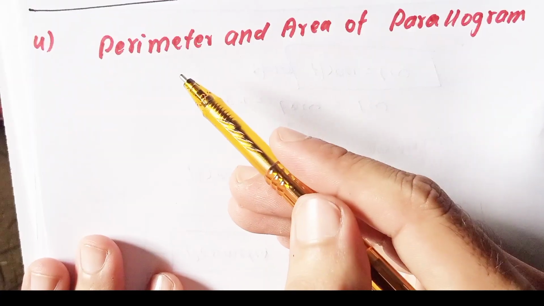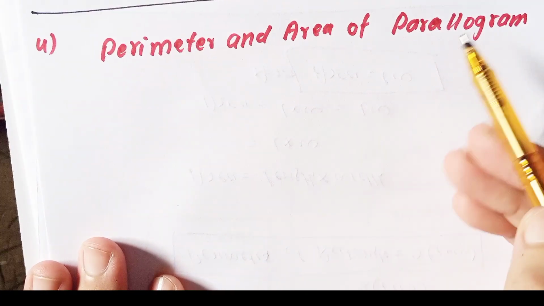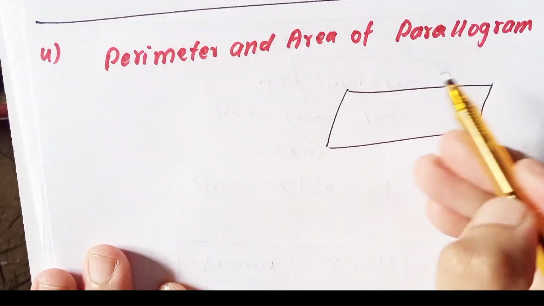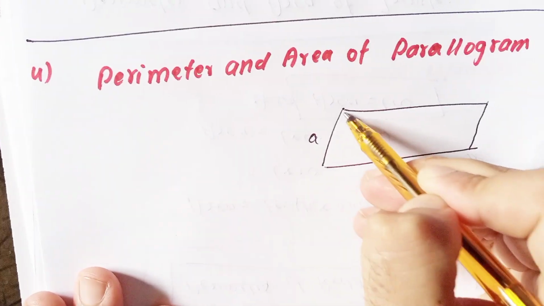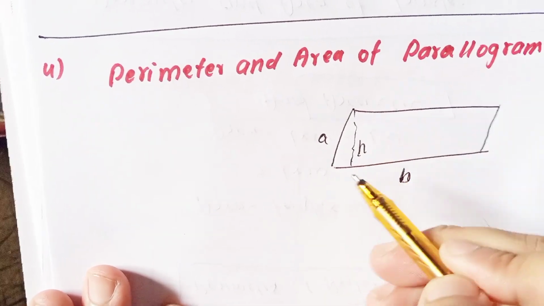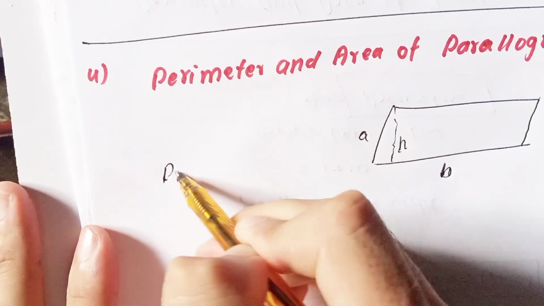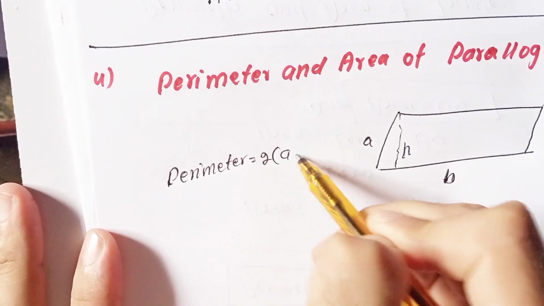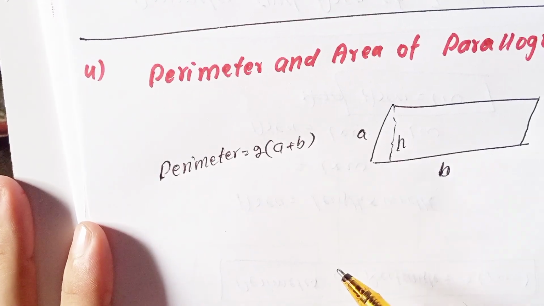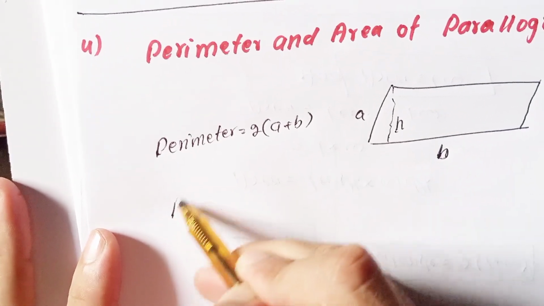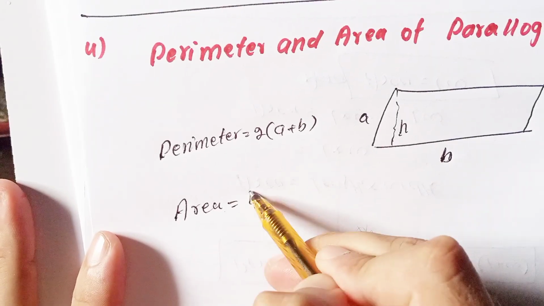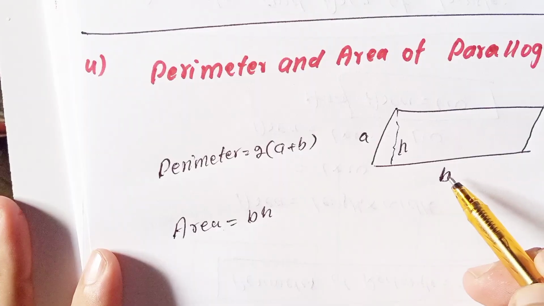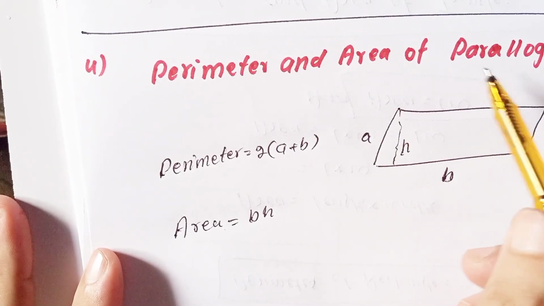Now we are going to calculate the formula for the perimeter and area of the parallelogram, right? So let's suppose we have a parallelogram of side A and B with height of h, right? So the perimeter is equal to 2 into a plus b, right? And the area is equal to b into h, right? Because when we multiply h with the base, we will get the area of the parallelogram, right?